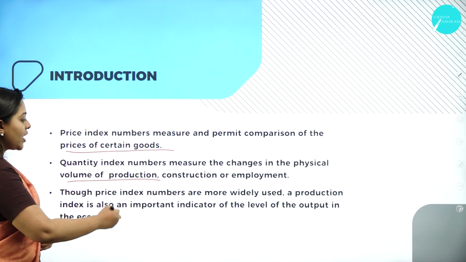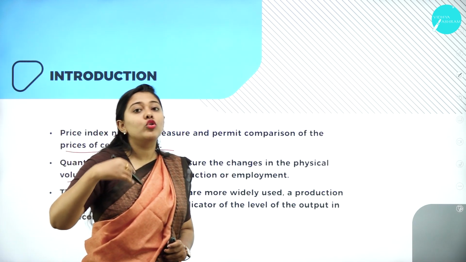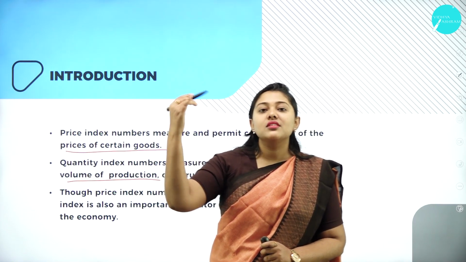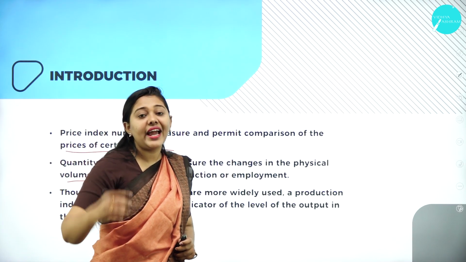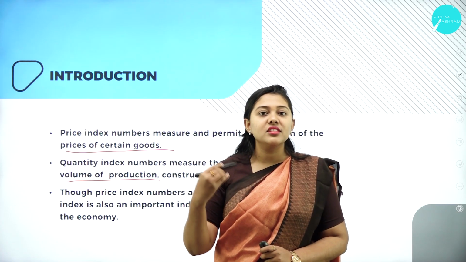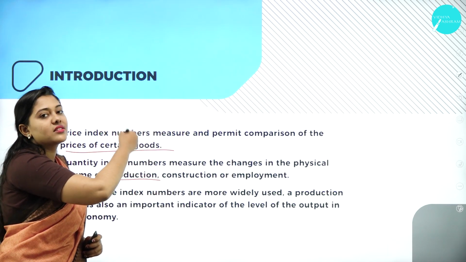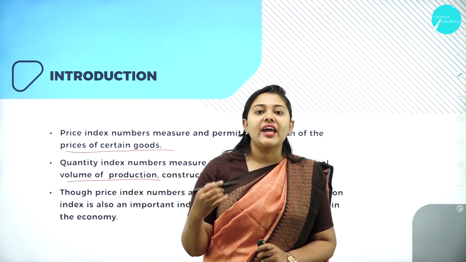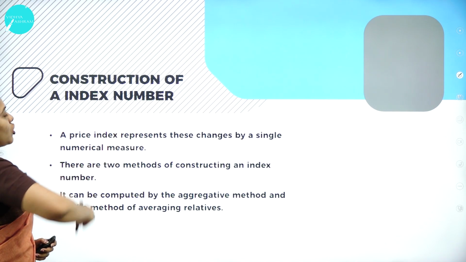So production index is also important, which indicates the level of output. What is the output that we are getting? Which industry is having higher production? What is the trend that is there? Why has the production declined? What is the reason? All these answers to the questions that arise can be found with the help of an index number, production index number, quantity index number and the price index number. A company or an organization can take up better decisions. Moving forward, construction of an index number.